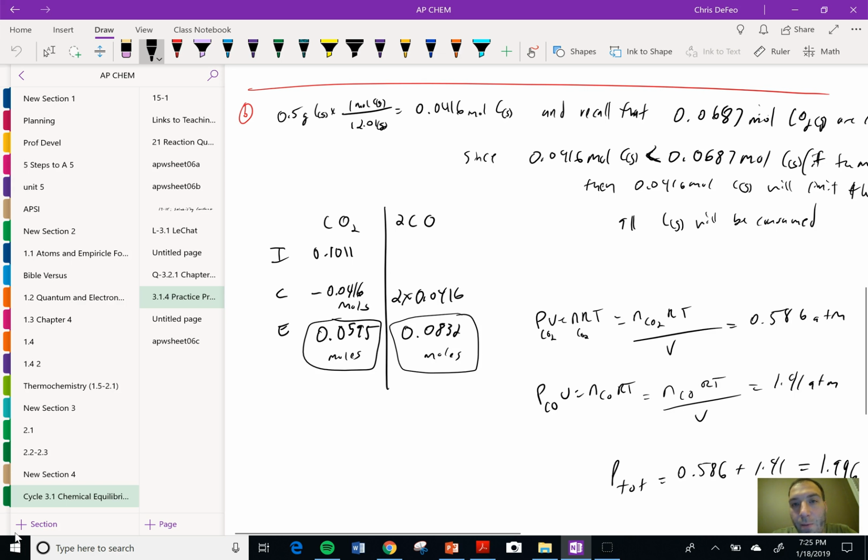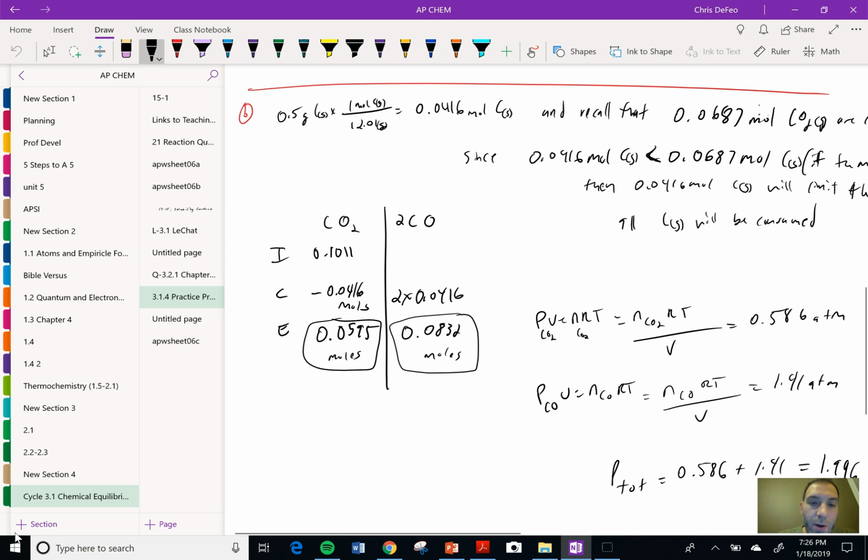Now, if there was plenty more carbon given the pressure of carbon dioxide, then we should be able to definitely react more than 0.0416. In fact, we should react upwards of 0.0687 moles, but we don't have that. So, we're using the ICE equation, but we're not really using it in the same manner as before. What we're really trying to do is figure out how many moles. We're doing stoichiometry, in fact. So we have this many moles.